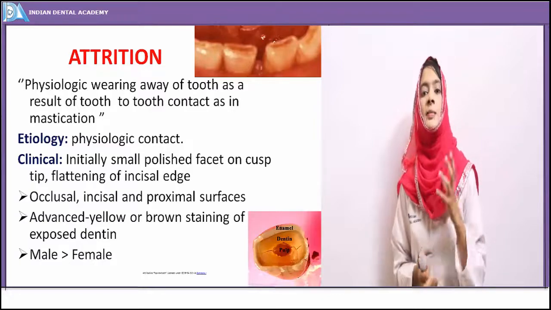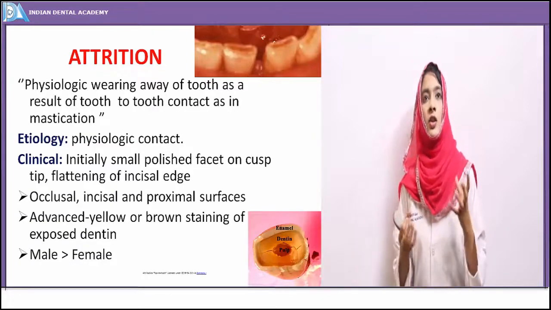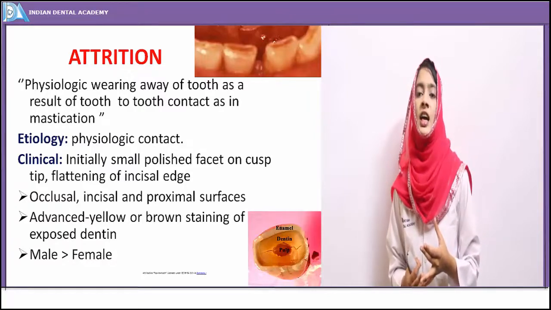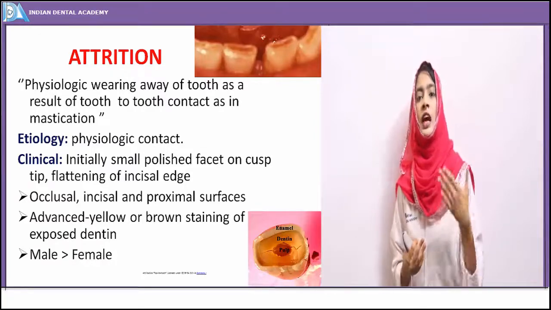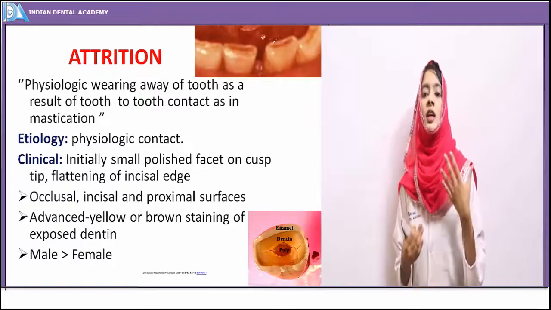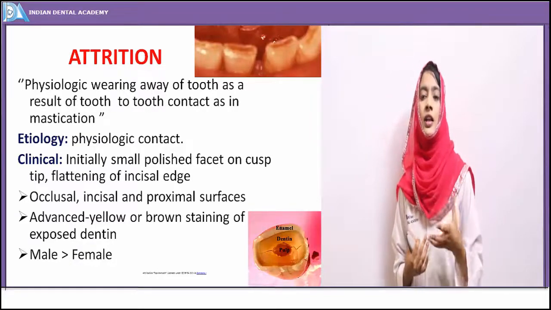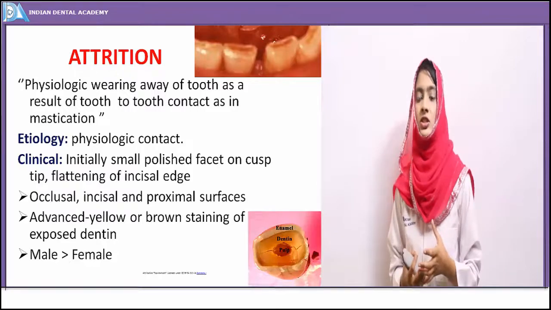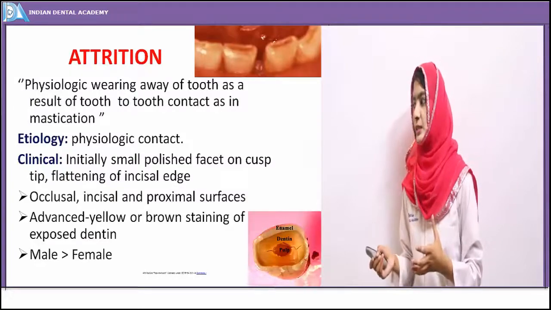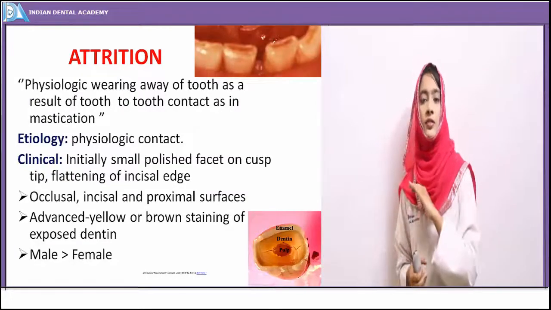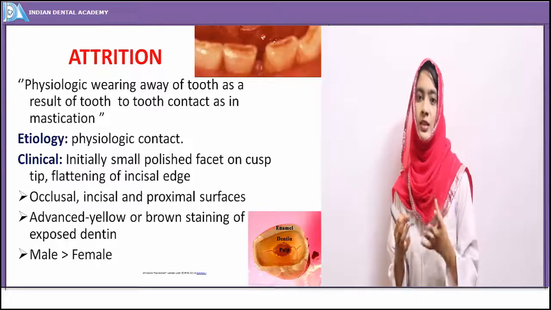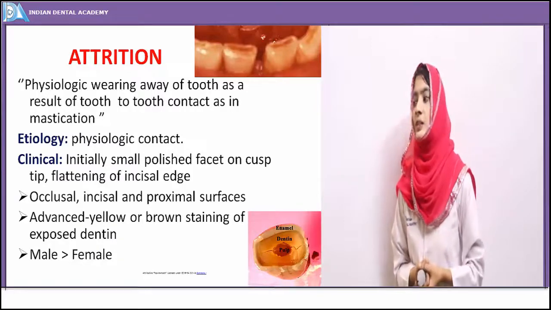More commonly, males are affected because of the heavier masticatory load, the coarse nature of the diet, and a few habits like tobacco chewing, which all contribute to this attrition. And as you can see in the clinical picture, sometimes the whole of the enamel surface is eroded and you can see visible dentin in the oral cavity.